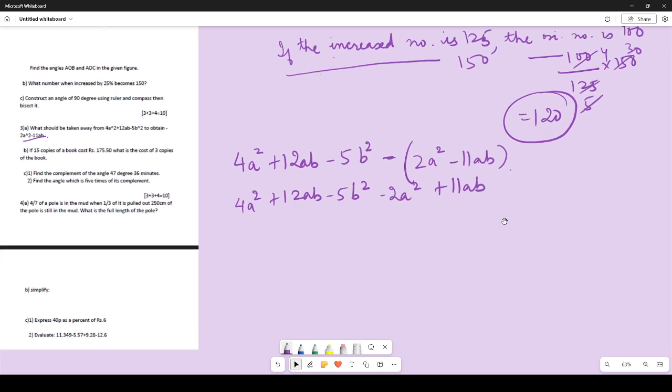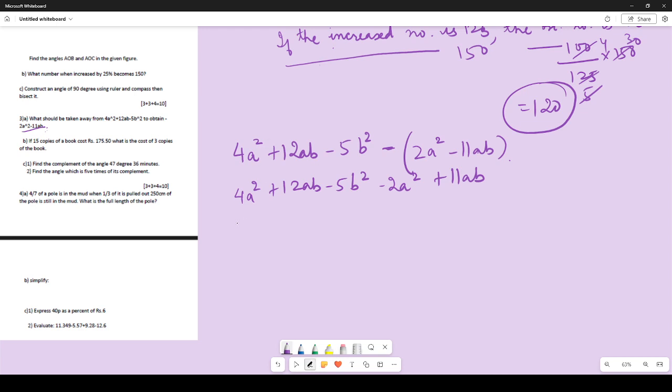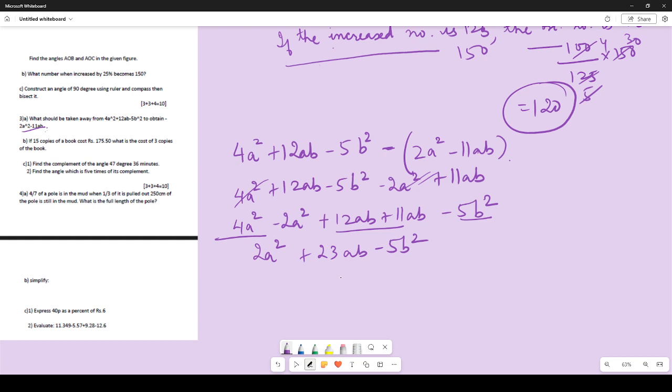Now let us group the like terms together. So what do we have? 4a square minus 2a square. Both of these done. Or if you don't like to cancel it out, you can just put a tick mark over there. Then plus 12ab plus 11ab, and then minus 5b square. Remember, only like terms can be added or subtracted. So you'll have 2a square plus 23ab minus 5b square. So this should be your answer.